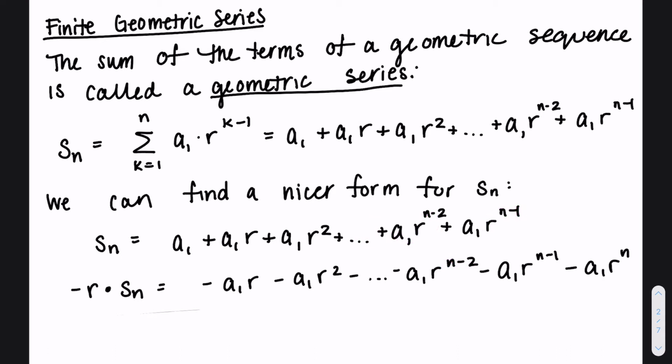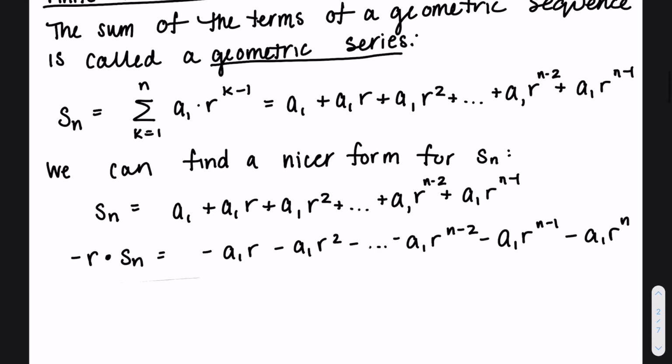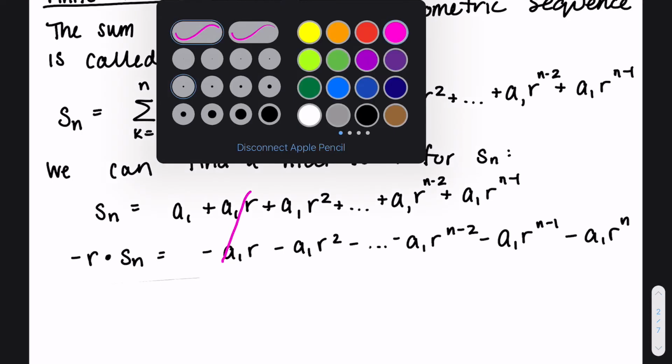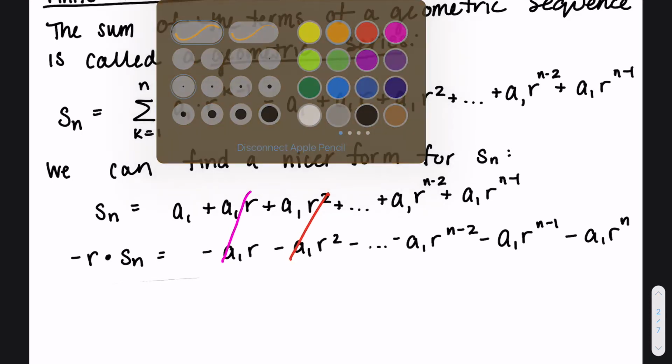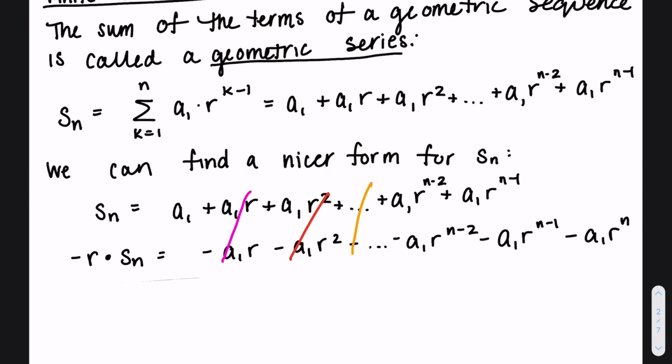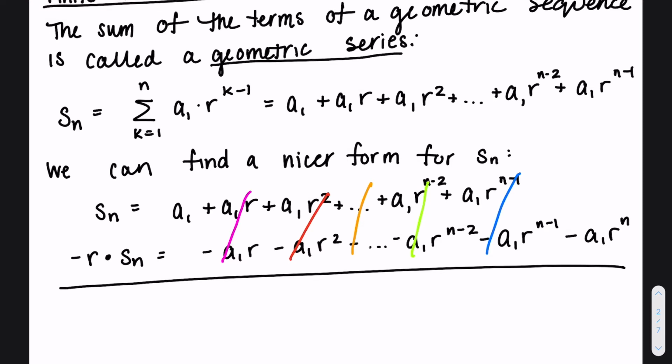By doing this, you might notice now a lot of things are going to end up canceling. These two cancel, these two cancel, a bunch of stuff in here is going to cancel, these ones cancel, and these ones cancel. So it causes everything to disappear when we add them together, except the first and last terms.